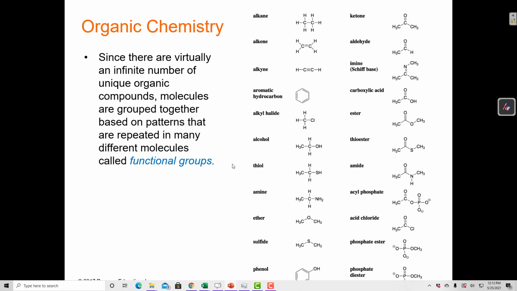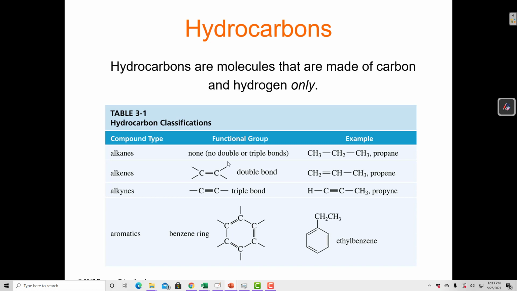So we're going to look first at the hydrocarbons, and these are molecules that are made of carbon and hydrogen only, and there's actually more than one functional group because there are different ways in which the carbon and hydrogen can be arranged, which give compounds different properties. So for example, carbon-carbon single bond, we call those alkanes, carbon-carbon double bond, we call those alkenes, and carbon-carbon triple bond, we call those alkynes. And again, this double bonded pattern in a ring, we call this aromatic.